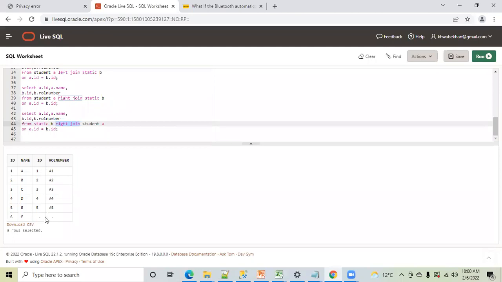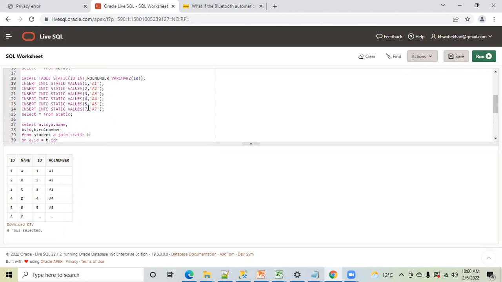Now, why are the ID and roll number blank here? Because this ID and roll number we are fetching from the static table, and in this static table, we don't have the ID 6. If you see in the static table, we don't have the ID 6, and that is why it is not displayed here. Is this concept clear?